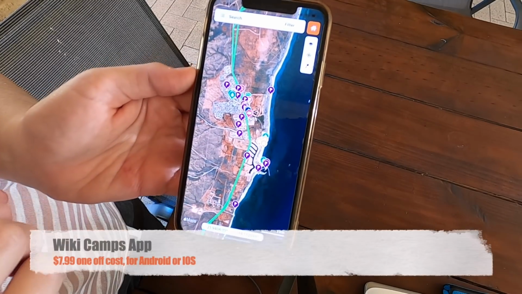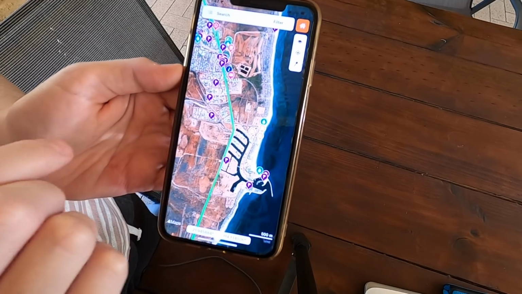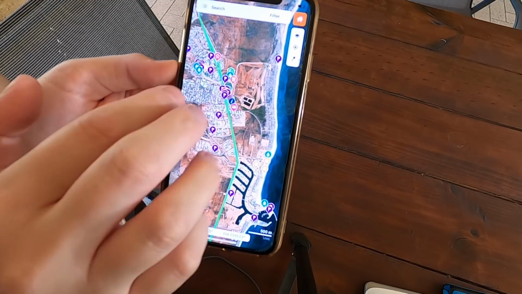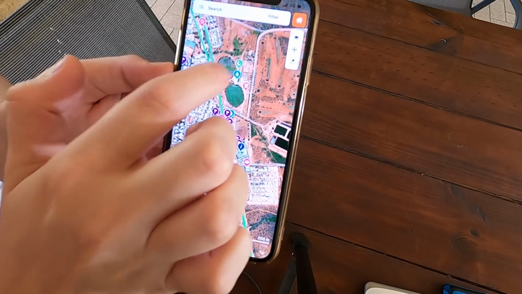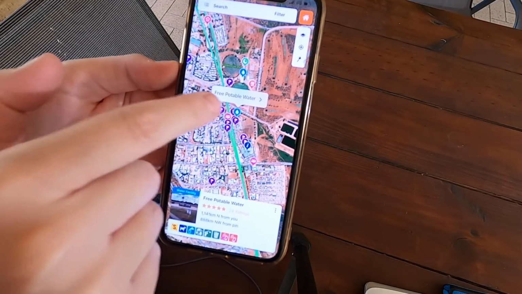Yeah. And not just campsites as well. It was a good source of finding water. Dump points. I think that was it. So rubbish bins. Yeah, water and dump points were our two main things. So say, for example, we were heading towards Exmouth. All of those little blue dots that you see are the water points. So you can zoom in. That's a toilet, but free potable water.